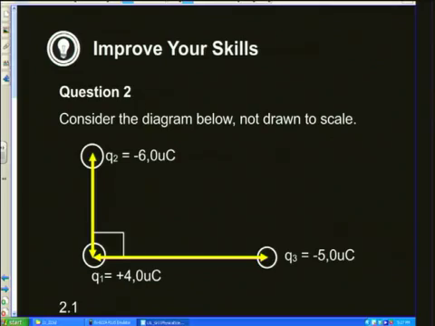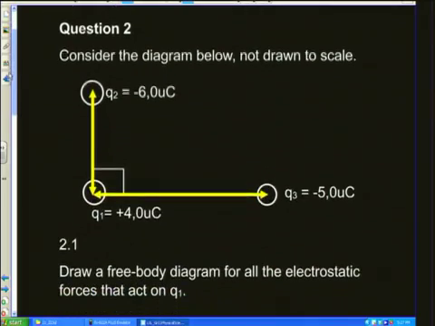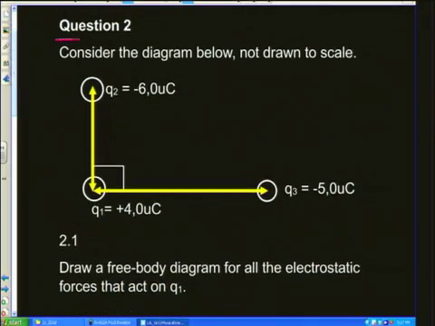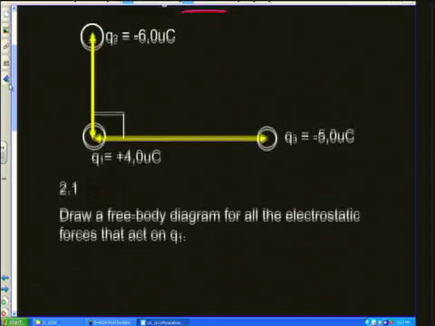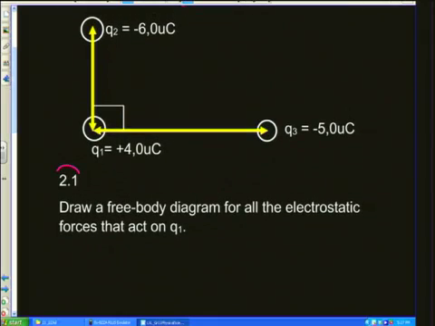Now, let's do some more revision. Moving on, question 2. Consider the diagram below, not drawn to scale. And 2.1 says: draw a free body diagram for all the electrostatic forces that act on Q1. Now, there is our Q1. Electrostatic forces only that are acting on Q1, not any other force.